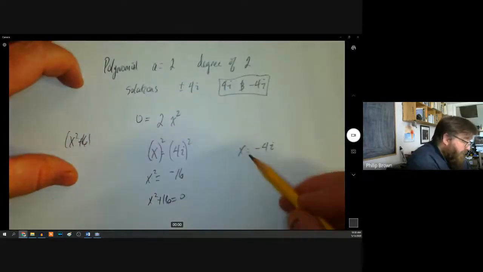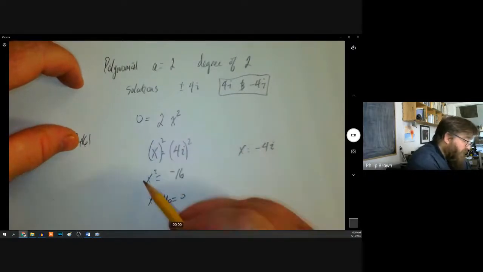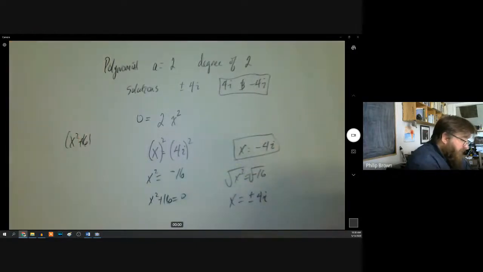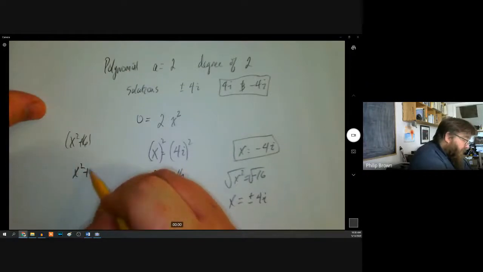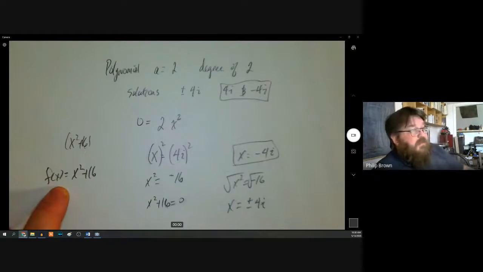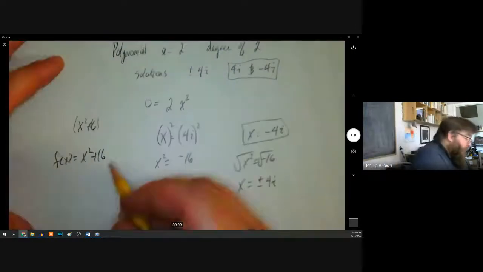If you were to solve this, there are actually two answers, and the other one's negative. Do you see? If you had x squared equals negative 16, and you took the square root, you get plus and minus 4i. So we've already got this one covered. Here's what we've got so far: x squared plus 16. That's our function, right? The problem with this answer is it says the leading coefficient is going to be 2, so I have to adjust this some way.